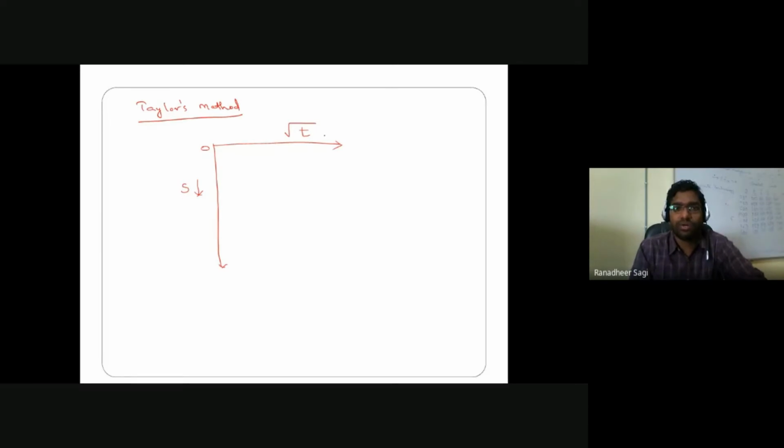Is it clear? So why are the data taken at these standard intervals of time? Either in Taylor's method or in Casagrande's method, if you have the value of time, let's say 0.25 minutes.